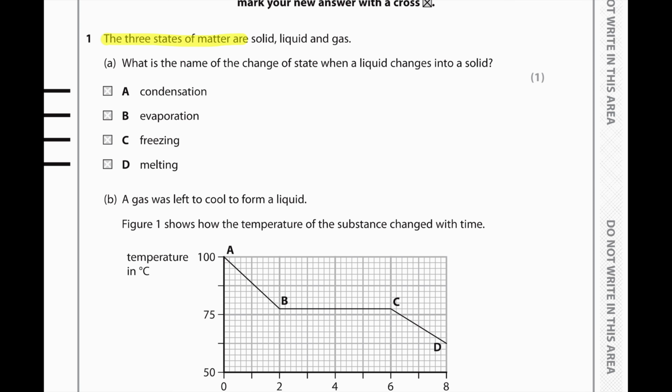The three states of matter are solid, liquids and gases. What is the name of the change of state when a liquid changes into a solid? So a liquid changing into a solid is freezing. So C is the correct answer.